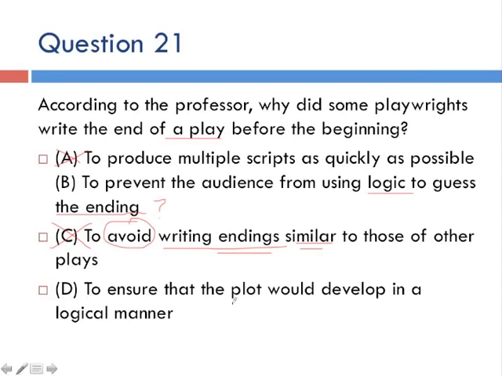The final one, to ensure that the plot would develop in a logical manner, well, this one is the answer. Because at this point we can recognize that part of the idea was that the plays themselves always followed a particular formula. And that formula always kind of developed in a fairly consistent way. So in this case, D is the only one that seems even possible from these choices. Let's move on.